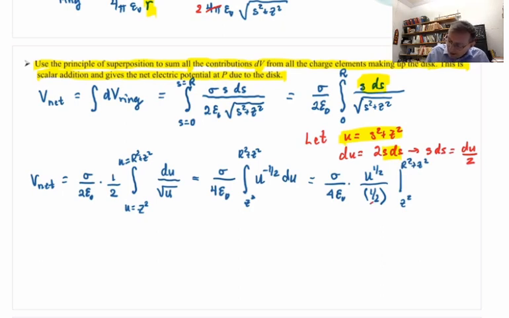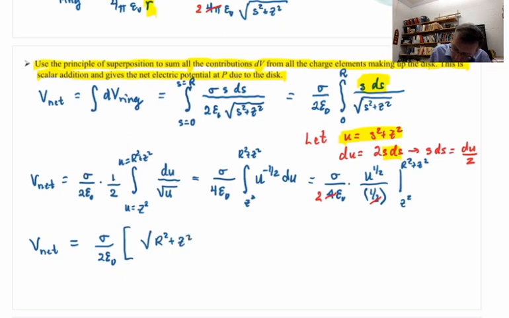Okay, note that I can get some more cancellation, so I get a 2 there. So what do I have now? I have sigma over 2 epsilon 0, and now I plug in my limits. U to the 1/2, of course, means square root of u. Put in the upper limit, I've got square root of r squared plus z squared minus square root of z squared. Well, I'll write that as absolute value of z, because it's got to be, if you want the positive result.